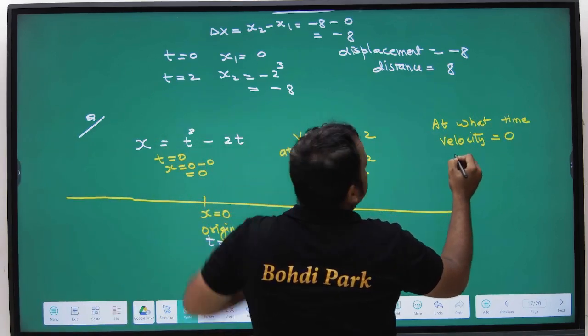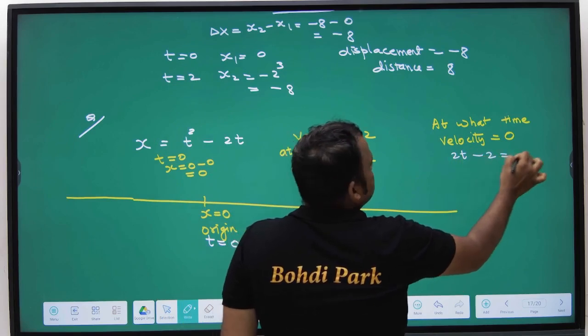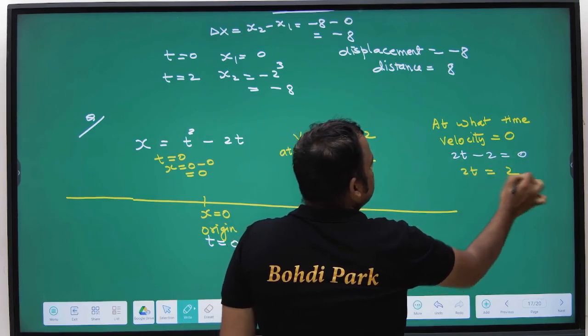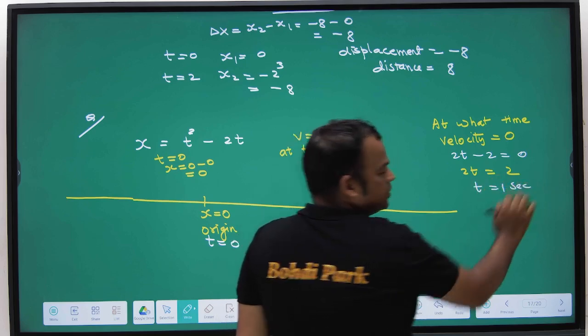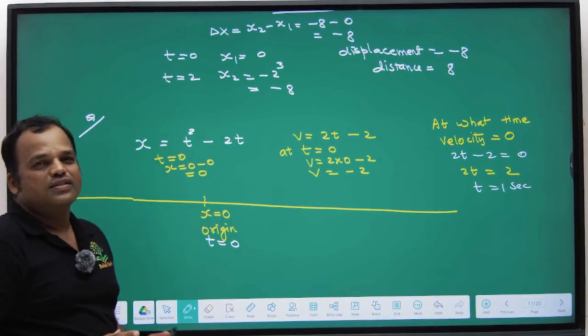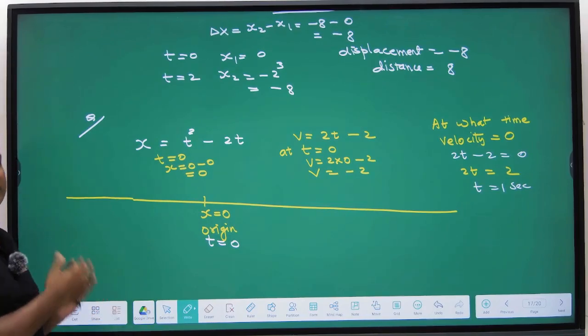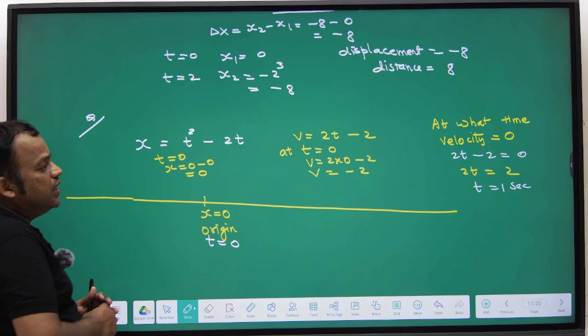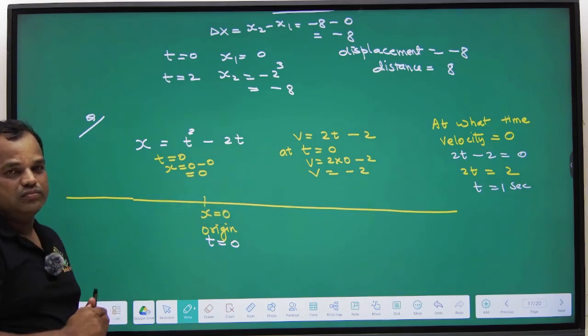So you put 2t minus 2 equal to 0. So 2t is equal to 2, so t is equal to 1 second. So between 0 to 1 second, it is going left side. Why? Because at 1 second velocity is 0.